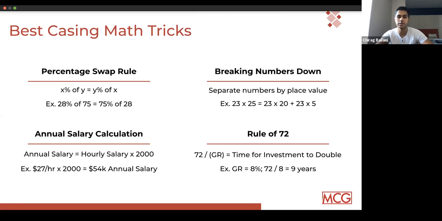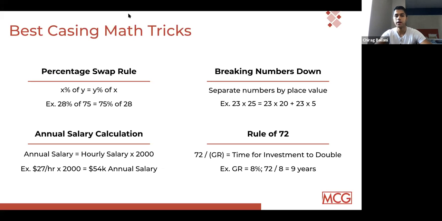Another good strategy is to break numbers down. That basically means that you want to separate them by place value so you have easier numbers to work with. For example, if we have 23 times 25, instead of multiplying it out and spending a lot of time thinking about what place is where, we could separate it into 2 separate problems: 23 times 20, and then 23 times 5. So that's so much easier, right? We can say 23 times 20 is 460, and 23 times 5 is 115, and that gives us 575.